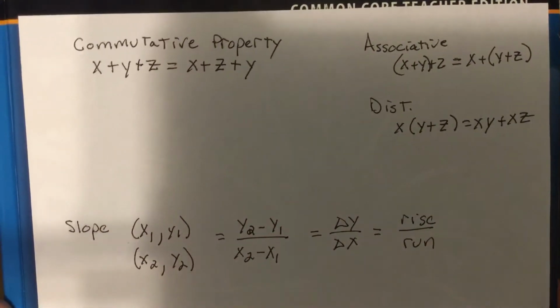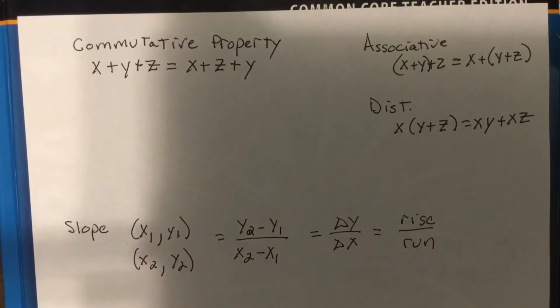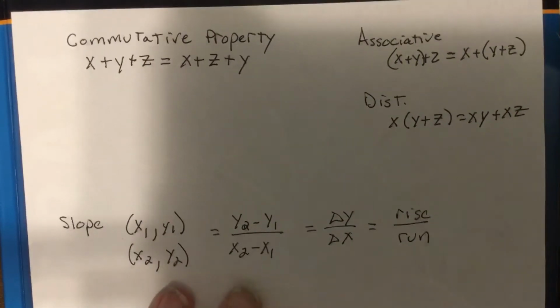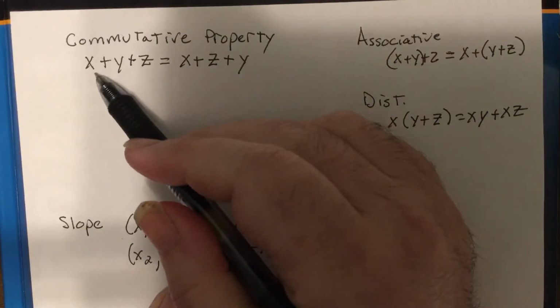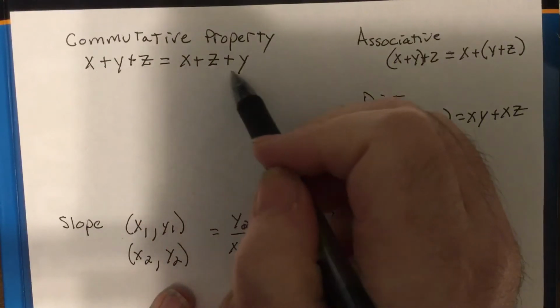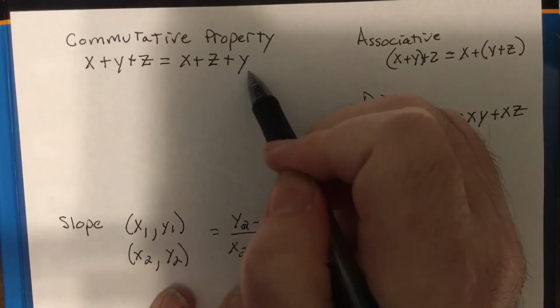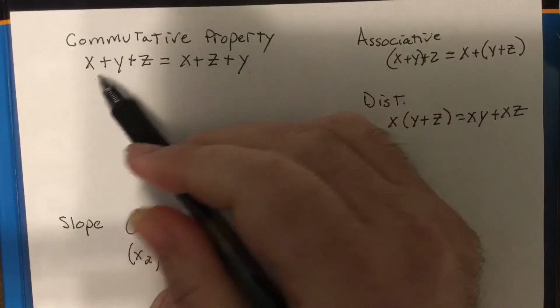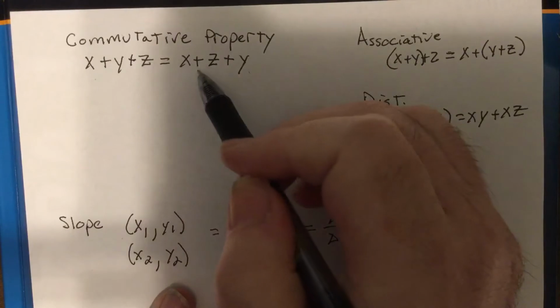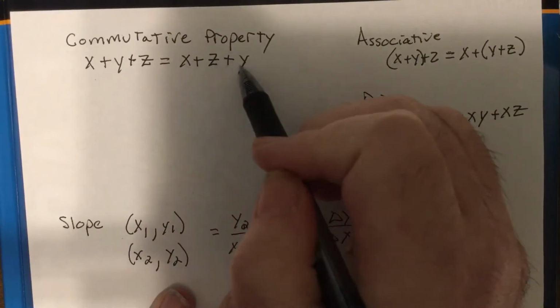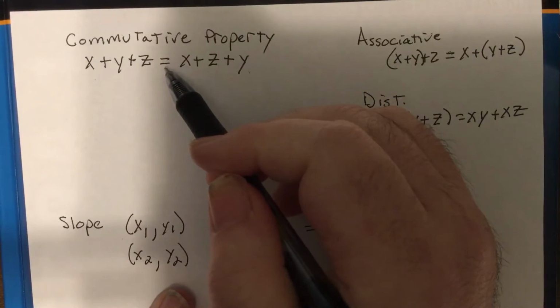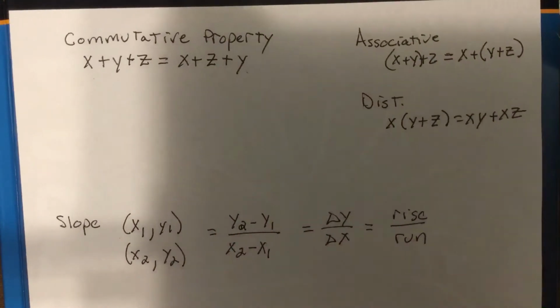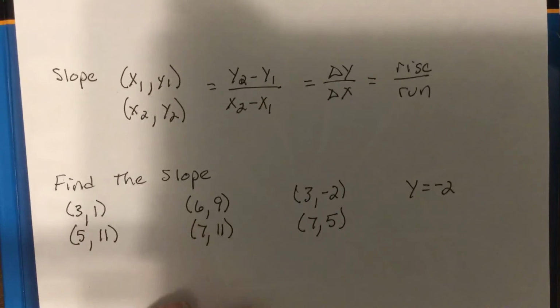The national test loves to talk about the properties. Now, the commutative property says you can reverse the order of any two terms when you're adding or multiplying. So here I got x plus y plus z, then here x plus z plus y. You're just switching the order of two items. That's it. Now, today we're going to focus on slope.